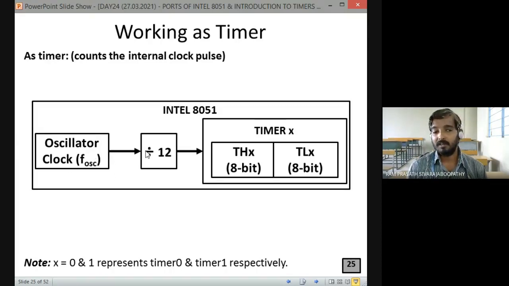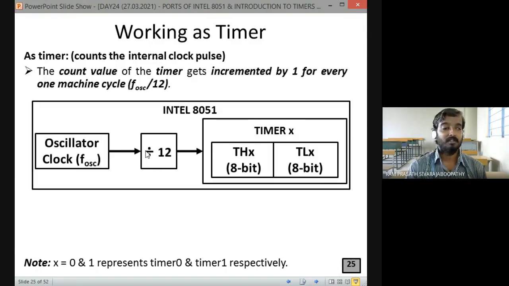That means what? Indirect இங்க நம்ம என்ன சொல்றோம்? For every one machine cycle, what about the count value in the timer? What is it going to be? Incremented by 1. Very good. The count value of the timer gets incremented by 1 for every one machine cycle. That means the oscillator frequency is divided by 12 and it is given to the timer or counter. Fine. So if it is 12 MHz, it is going to operate on a 1 MHz frequency.